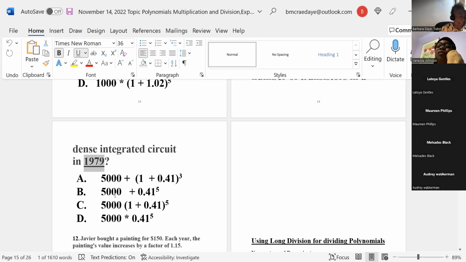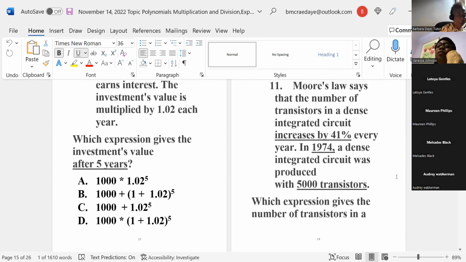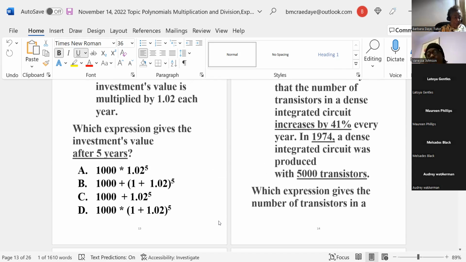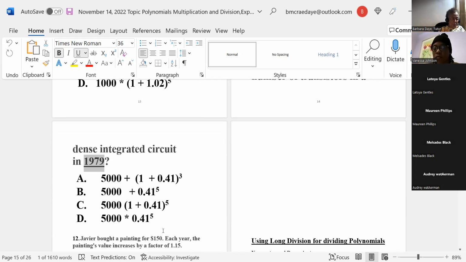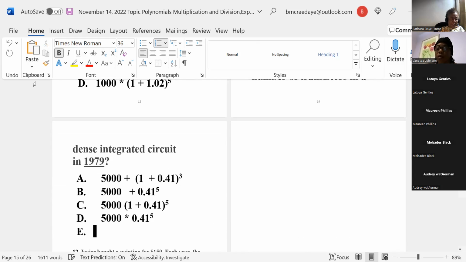Because there's your base, 100 plus the change, 0.41. That represents the 41%, right? So your answer would be what Audrey just said, and that was C. Did they change it? I had to see they change it. Is it making sense now?